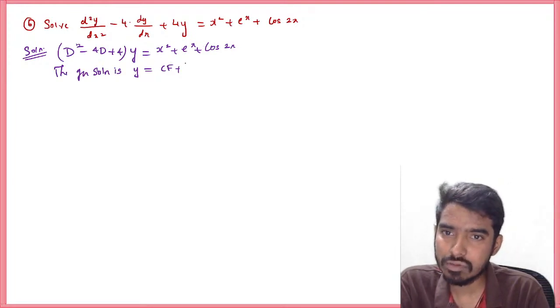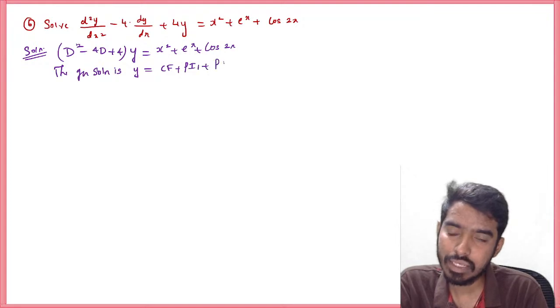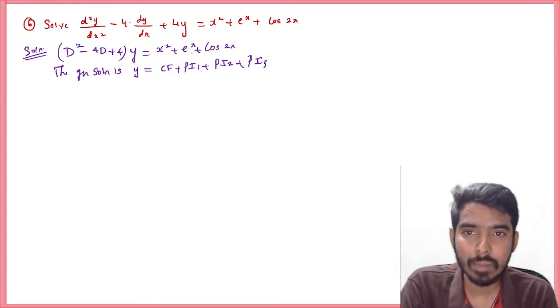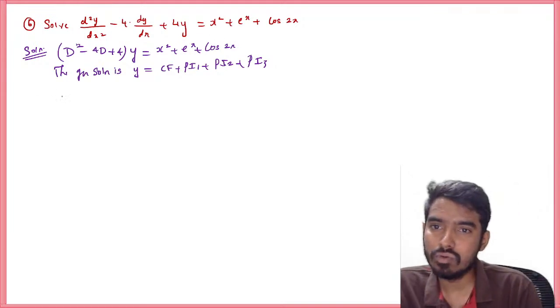I'm going to call this PI1, PI2 plus PI3. So for PI1, I'm going to make use of type 3. For PI2, I'm going to make use of type 1. And for PI3, I'm going to make use of type 2, right? Okay, so we will do one by one.